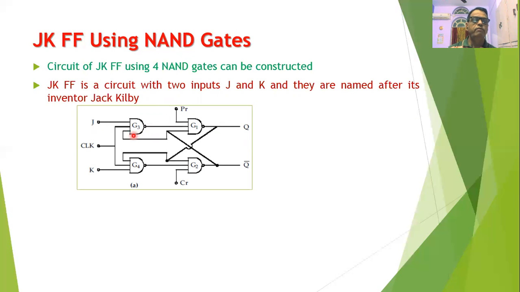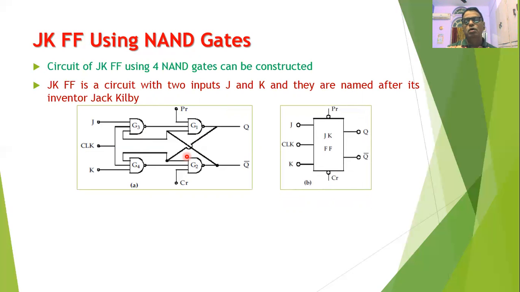The gate G3 will have the J input, the gate G4 will have the K input. Another input of G3 and G4 is made common, and it is called the clock input. One input of G3 is connected to the Q bar, and another input of G4 is connected to the Q. The preset input is connected to the gate G1, and the clear input is connected to the gate G2.